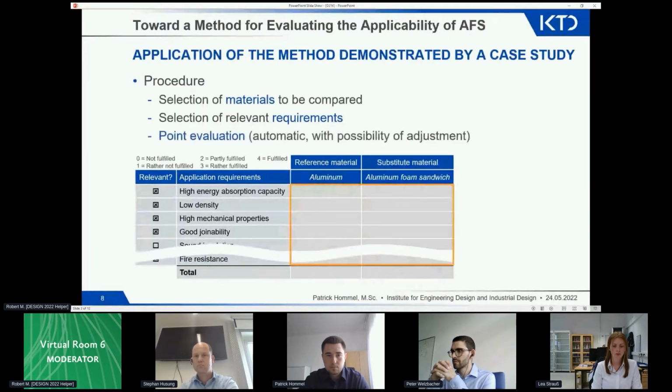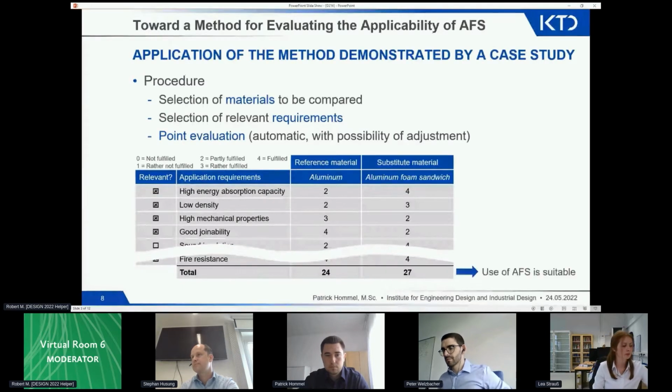Finally, an automatic calculation of points takes place for the user, based on the previously stored values of points. In this case, the total result is a ratio of 27 to 24 points. This indicates that the use of AFS at this point is suitable in principle and has advantages compared to aluminum.